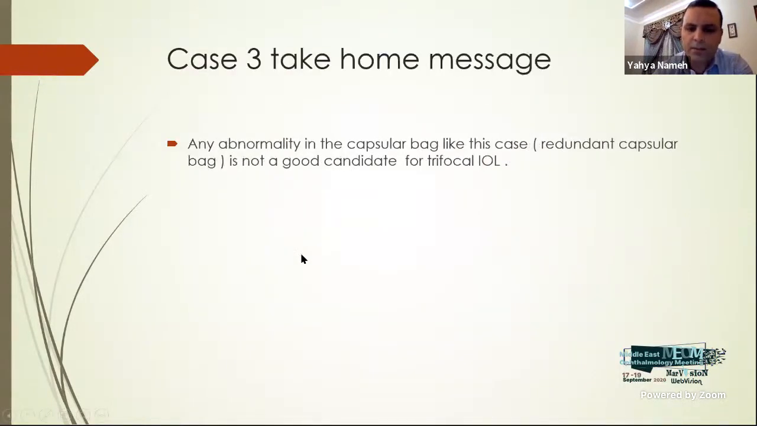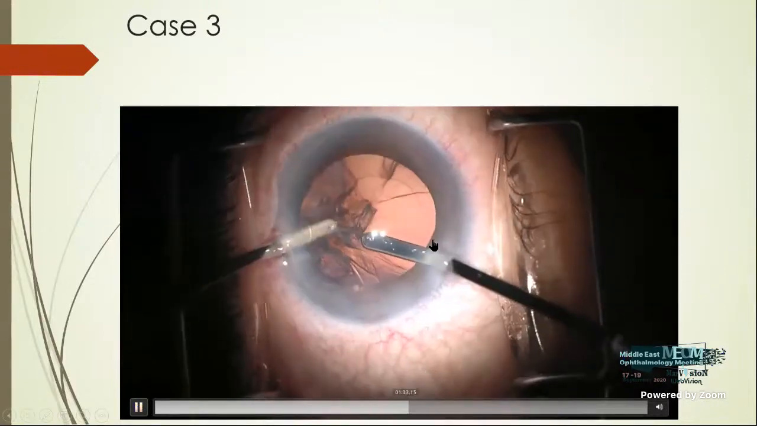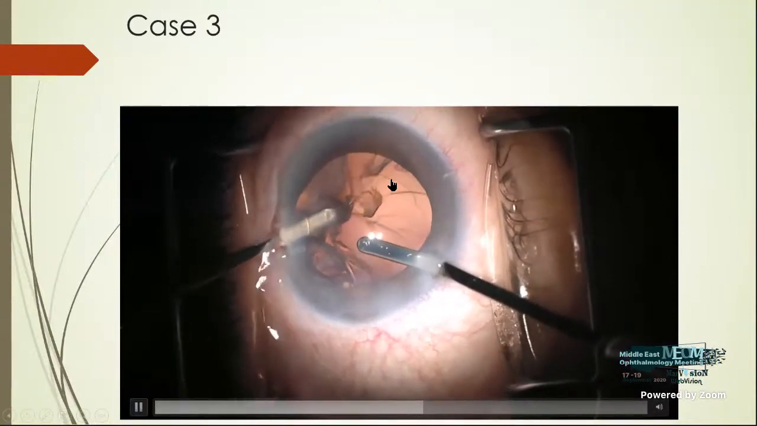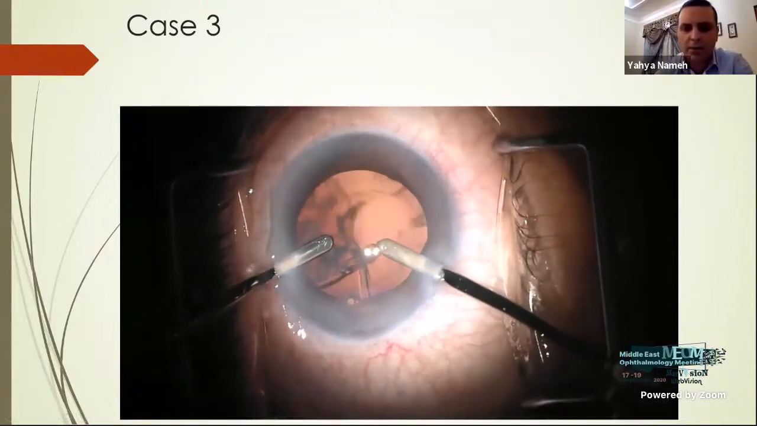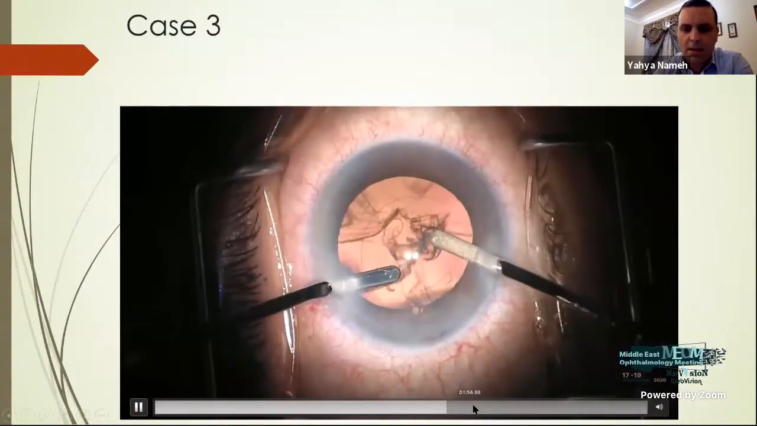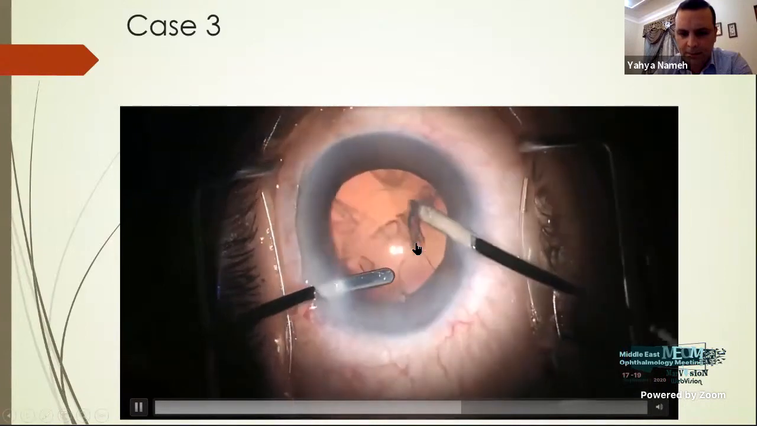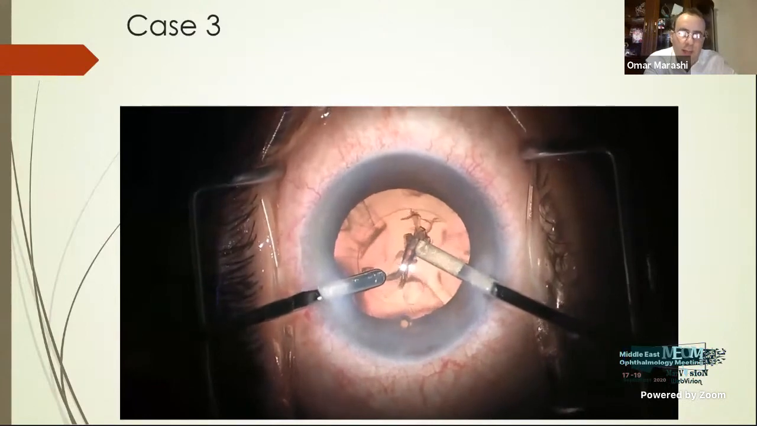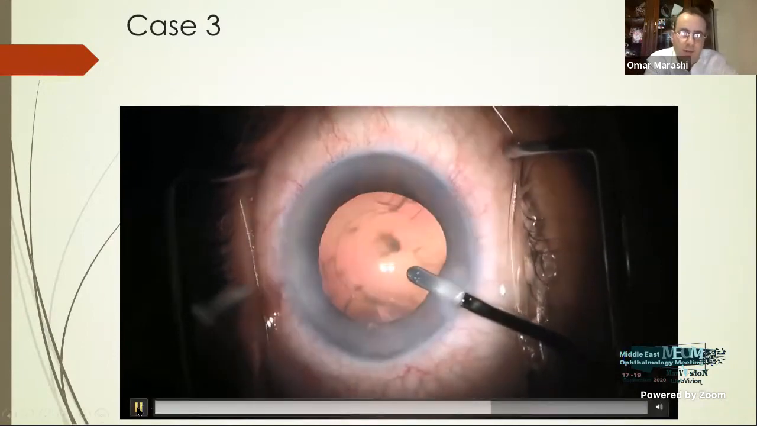You see the posterior capsule now? Is it clear? Yes, it's very clear. But I would have stopped washing and put in a CTR. It will really reduce the risk of any rent in the posterior capsule.